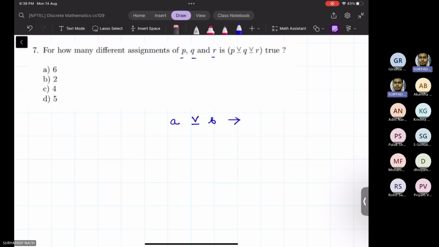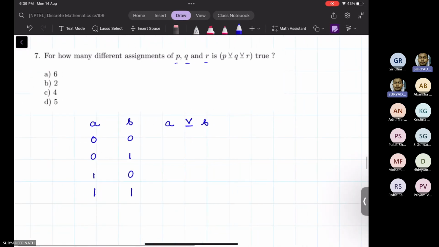I'll show this with a truth table. If you have A, B, with 0, 0, 0, 1, 1, 0, 1, 1: if both of them are false, it is false. If one of them is true, it is true. If both are true, it is also false. So this is what the XOR operator does. Now, if you have three variables, when do you think it will be true?